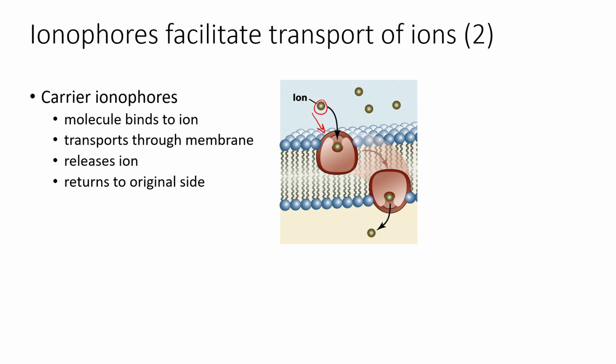And so then essentially the ionophore is going to transport the ion through the membrane. Like we see here, it's going to flip from one side to the other, and once it reaches the other side, that ion will be released. At that point, generally the ionophore will return to the original side and keep moving ions across until ultimately all of the ions are equilibrated on both sides of the membrane.